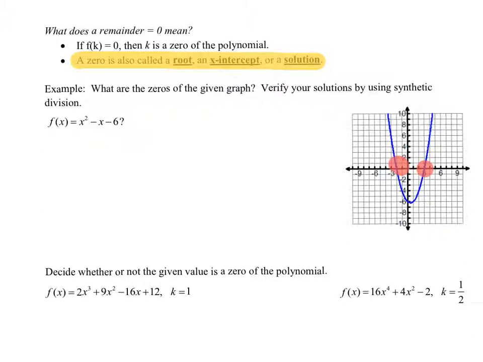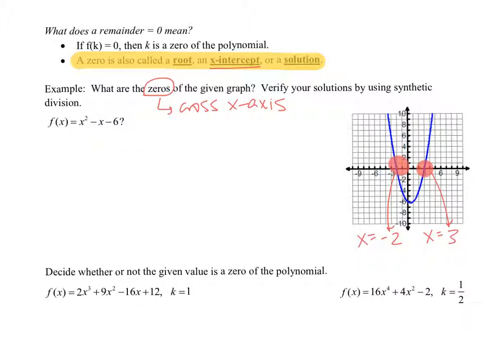And so what are those values where it crosses the x-axis? Those values are x equals -2, that's this one, and x equals 3, that's this one. What it says for this example is, what are the zeros of the given graph? What that means is, where does it cross the x-axis? That's why it's called an x-intercept. It's also referred to as a solution or a root. It's asking where does the parabola, in this case, cross the x-axis. Those are called zeros, and we're going to use the word zeros going forward quite a bit.